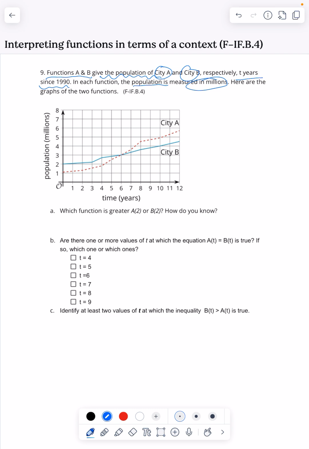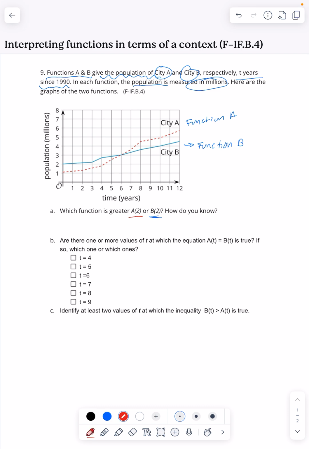So in this case, since this is city A, that's function A, and this one is function B. So the first question that they're asking us is, which function is greater? Is it A of 2, or is it B of 2?